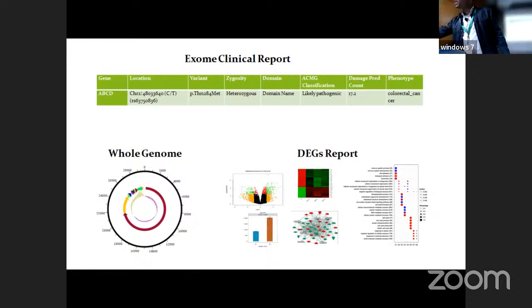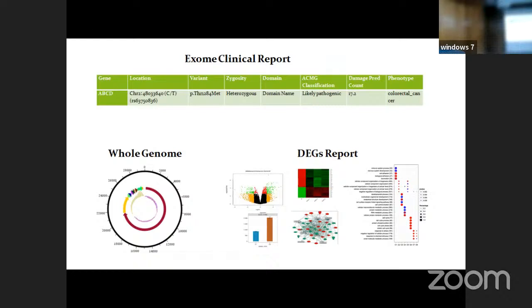Then you can see that this particular variant is associated with colorectal cancer. It means that when a doctor prescribed whole exome sequencing, they gave tissue samples to me. We sequenced that and identified variants. After that, we mapped them with the ClinVar database, as I mentioned, the NCBI ClinVar database. Then we got a specific variant associated with colorectal cancer, and I reported it to the doctor.